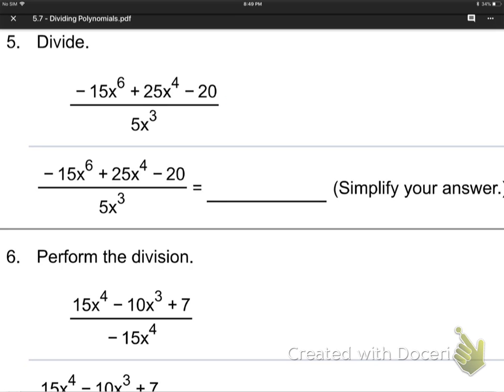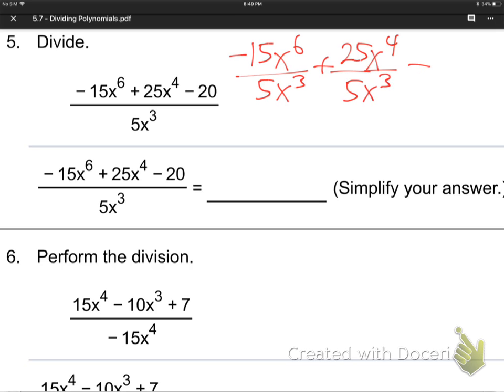Let me come up here. So minus 15x to the 6th over 5x to the 3rd plus 25x to the 4th over 5x cubed minus 20 over 5x cubed. So first off, the 5x cubed distributes himself to the bottom of all 3. Bottom, bottom, bottom. Okay. Now, what do we do?